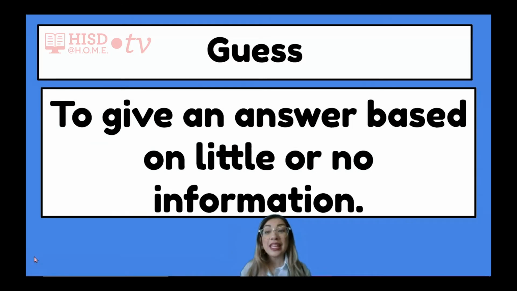Here's this word. This word is guess. And guess means to give an answer based on little or no information, meaning you don't know what anything means or what's going to happen. It's a guess. And we also call it an inference. And that's what we're learning today.